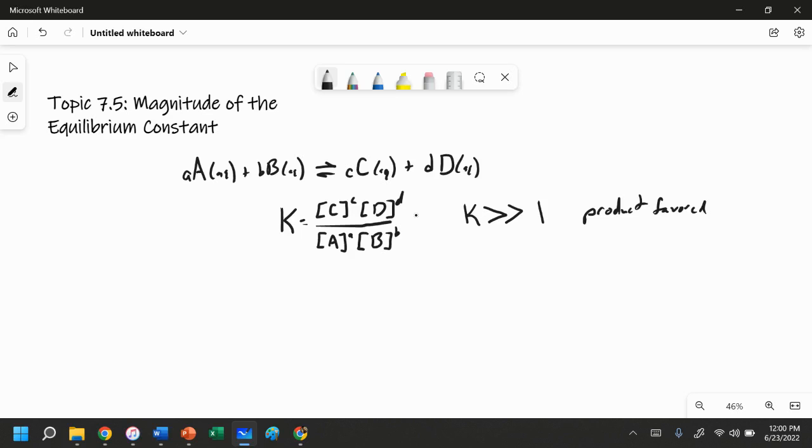If the denominator is greater than the numerator, the denominator is your reactants. And so if the denominator is greater than the numerator, that means you have more reactants than you have products. And so the reaction is going to be reactant favored.